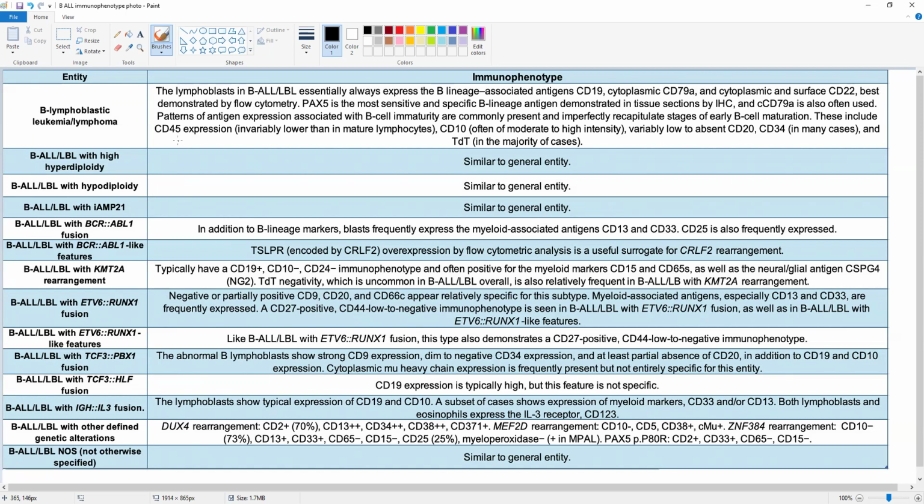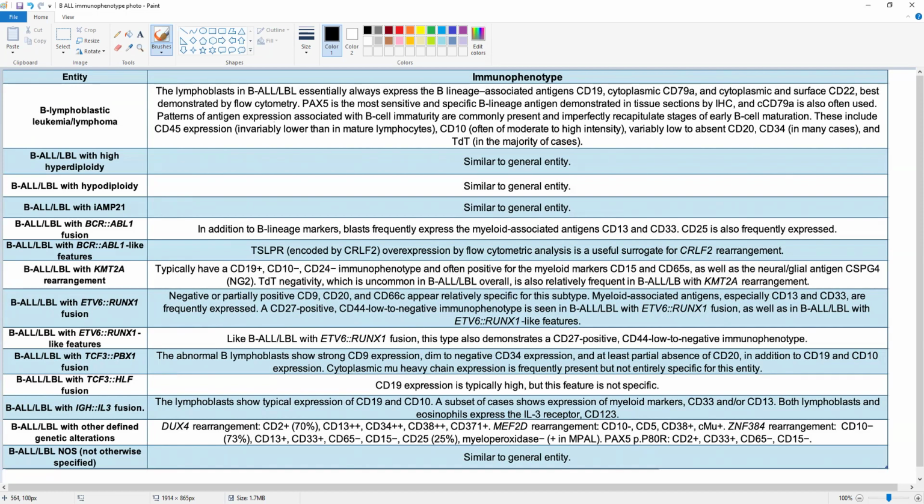When it comes to tissue sections, PAX5 is actually the most sensitive and specific B lineage antigen. Cytoplasmic CD79A can also be used in tissue sections. The patterns of antigen expression associated with B cell immaturity are commonly present and imperfectly recapitulate stages of early B cell maturation. As we said, you can have a dim CD45 expression. You can have CD10 expression, often moderate to high intensity. And we said that if you have bright CD10 expression, then you're probably dealing with an abnormal B-lymphoid blast population.